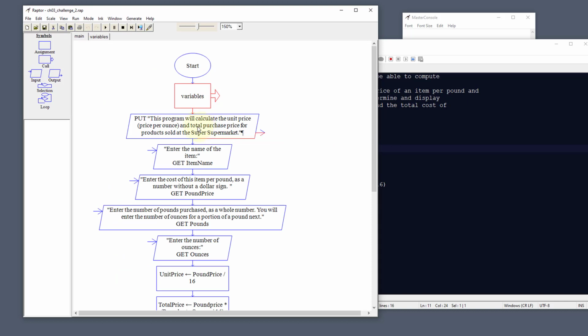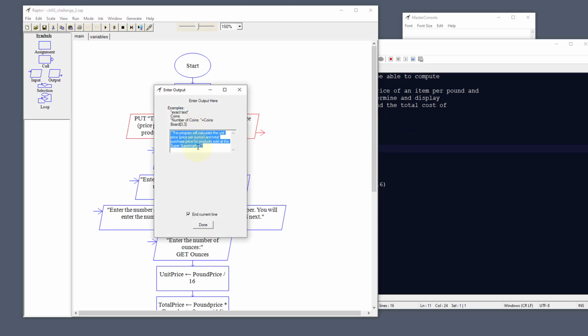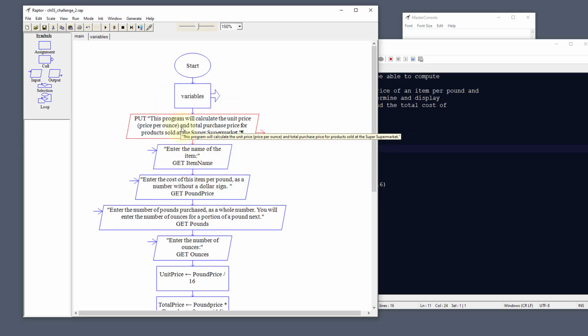We're going to output to the user, and we're going to tell the user what this program is doing, that this program is calculating the unit price, what we just talked about. Then we're going to ask for input from the user. We're going to say enter the name of the item. So we're going to set the item name based on what the user put in.